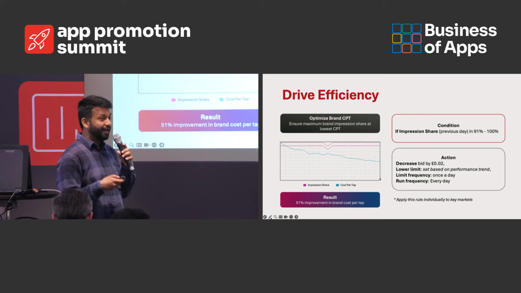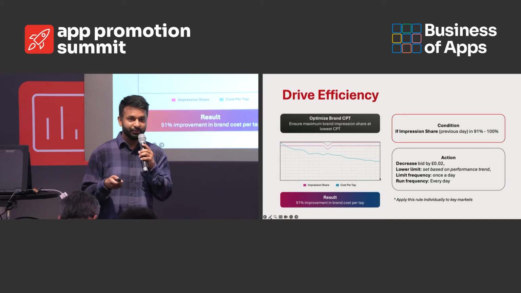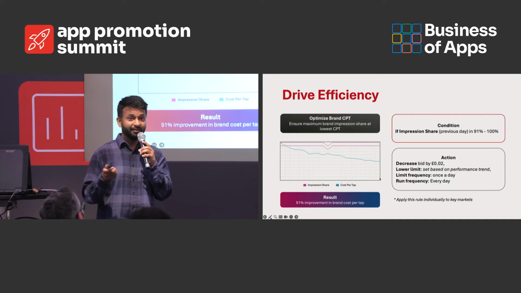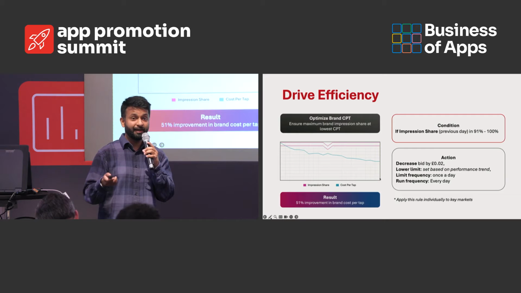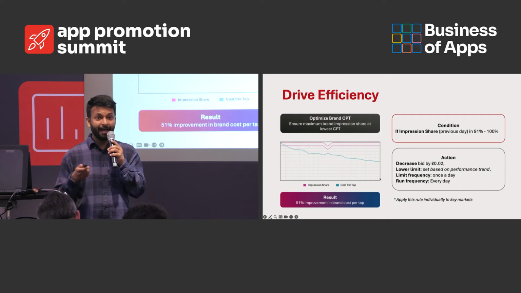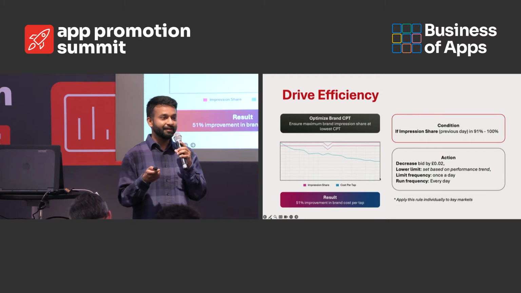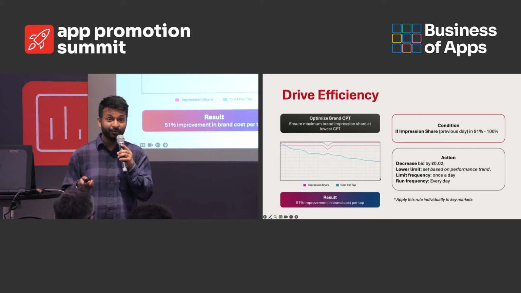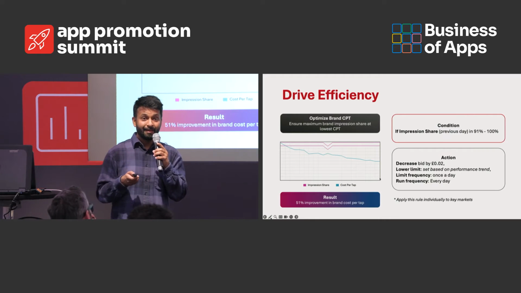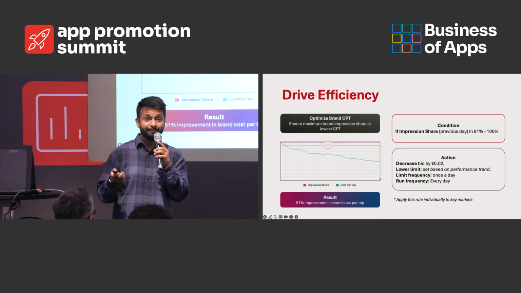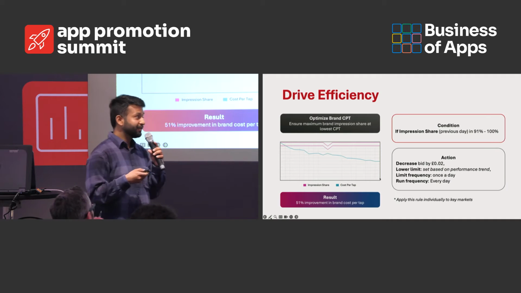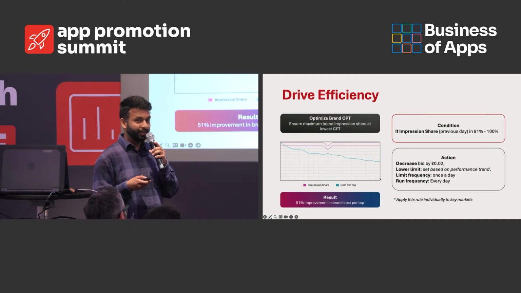Like I said, as you grow your brand presence in app stores, your brand becomes very lucrative to other apps, and other apps start bidding on your brand. In that process, not only do you lose your impression share, in order to defend your impression share, you have to increase your bids. And by doing so, your overall cost per tap starts to go up. And because of that, your brand acquisition becomes really expensive.